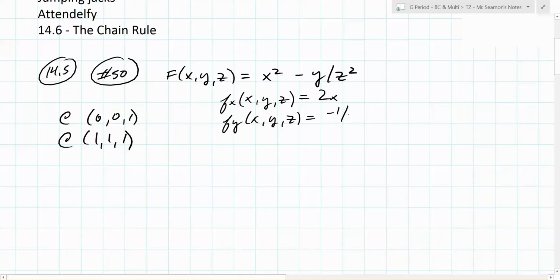Negative 1 over what? So just to make it even more fun, let's just make it negative z to the negative 2. What's f_z going to be? It's going to be 2yz to the, like that. I'm just writing it in one line. Did I do okay?